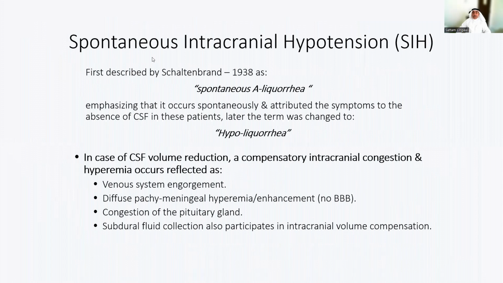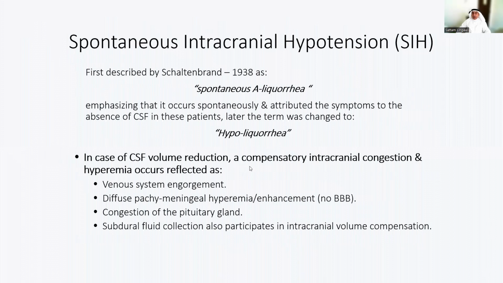The initial diagnosis of spontaneous intracranial hypotension was proposed by Schaltenbrand in 1938, and he thought that this is due to complete absence of CSF, and it is of spontaneous nature, so he called it spontaneous aliquorrhea. However, later on, he rephrased it into a decreased amount of CSF, hypoliquorrhea rather than aliquorrhea.